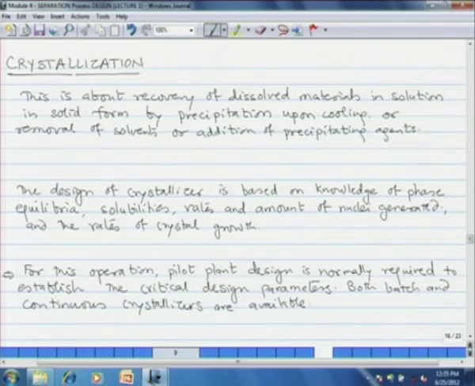Although impure solids dissolve in the solvent, only the pure component precipitates out, and all the impurities are retained in the solution. The design of the crystallizer is based on the knowledge of phase equilibria, solubility, rates and amount of nuclei that are generated, and the rate of crystal growth. You have already learnt the MSMPR model, mixed suspension mixed product removal model, in the topic of crystallization, which is covered in the mass transfer course.